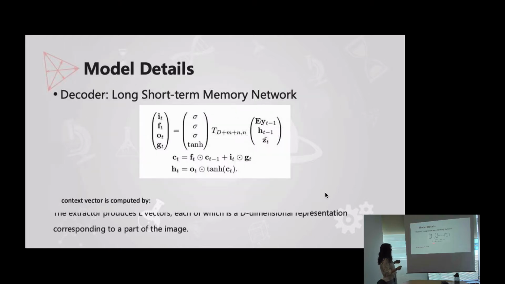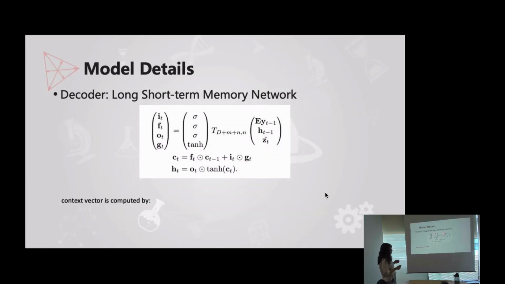Then there is the decoder, which is an LSTM. This is the formula. We have the input gate, the forget gate, and the output gate. Y_t here is the state, the sentence we have generated so far. Then there is z_t, which is the true input. z_t is the context vector, capturing the visual information associated with the particular input location.